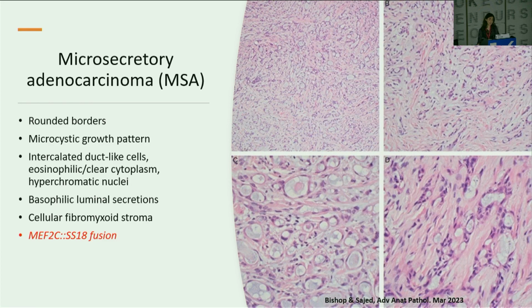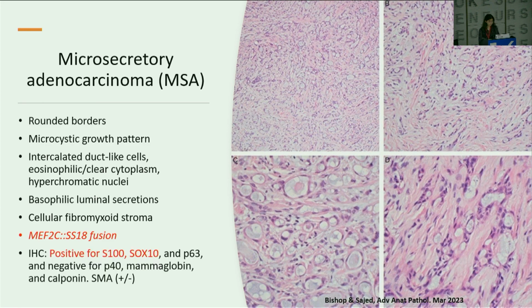This tumor is characterized by the MEF2C-SS18 fusion, and by immunohistochemical stains is positive for S100, SOX10, and P63, but negative for P40, mammoglobin, calponin, and SMA. Can be focal but or negative. So the immunophenotype is quite similar to polymorphous adenocarcinoma, as you notice. But morphologically and molecularly, this tumor is different.